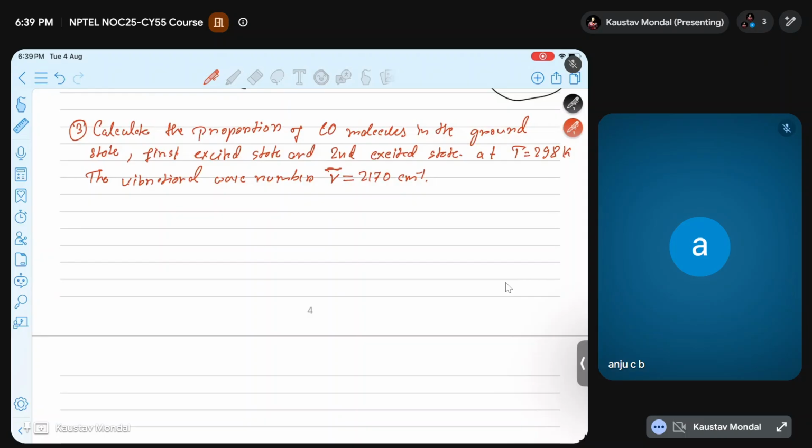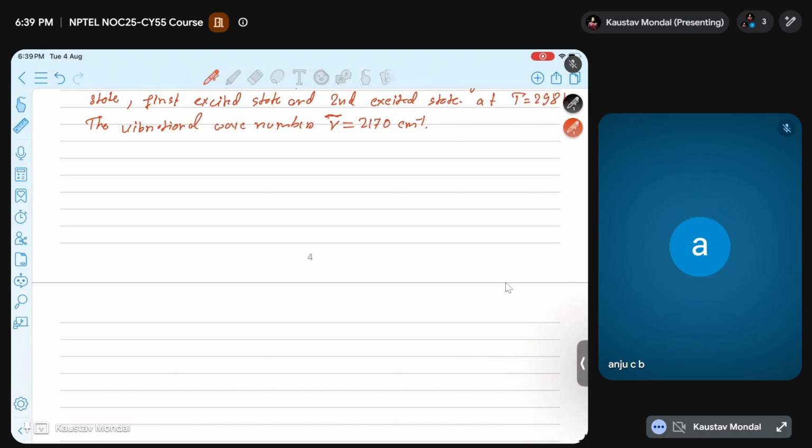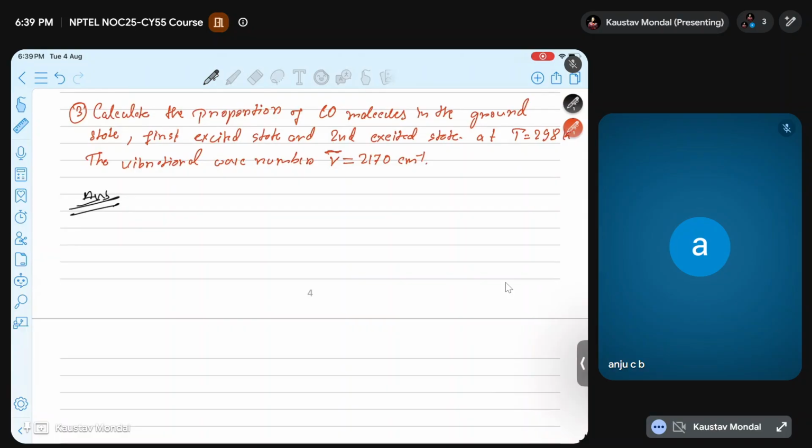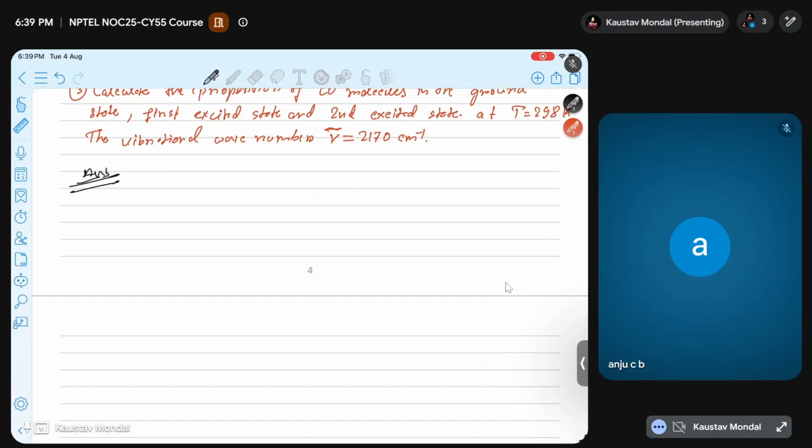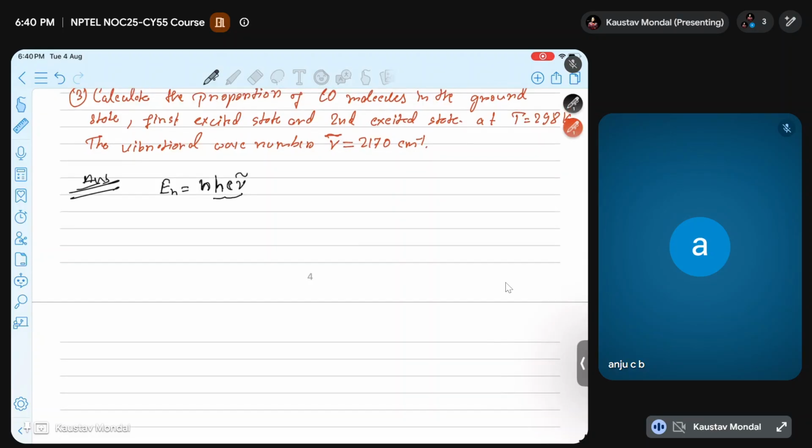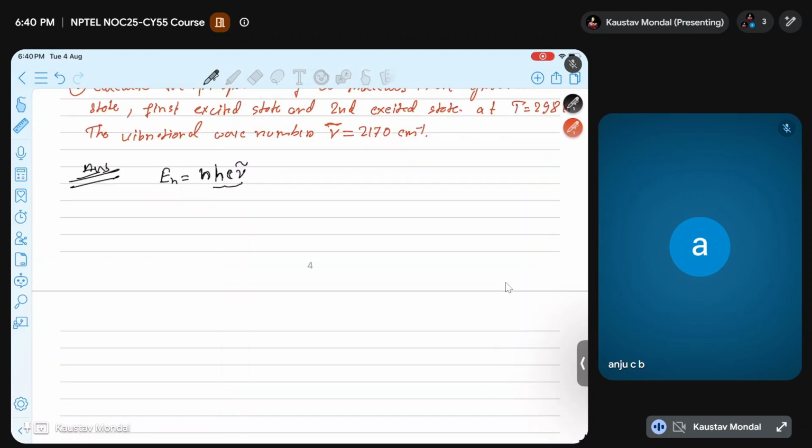Okay, so the thing is that the molecules can have different types of vibrational energy levels. Each vibrational energy level has energy En, basically n into hc nu tilde, where n is the number of the energy level, and hc nu tilde is basically a constant value for a particular vibrational spectra.